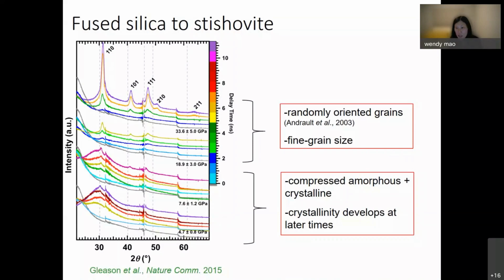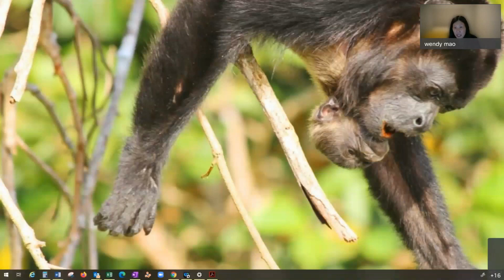So I was going to show that you can actually map out the shock-induced metastability, because we can actually look at even much larger delay times.